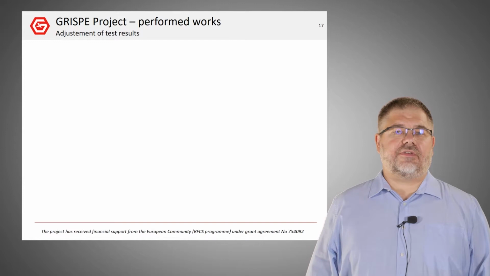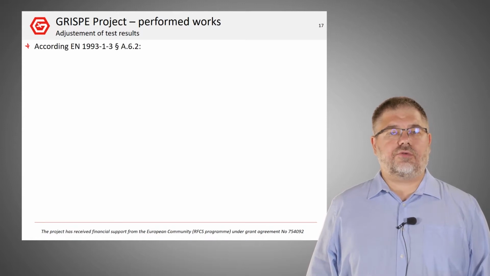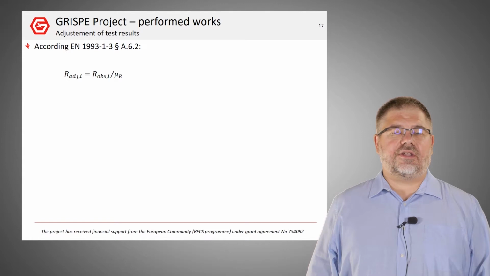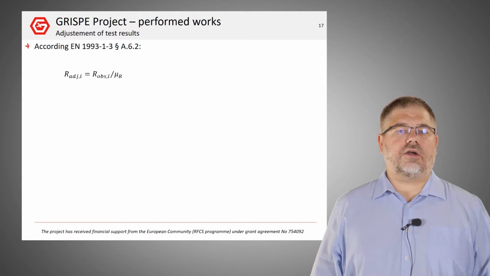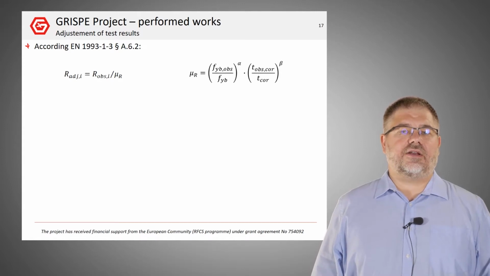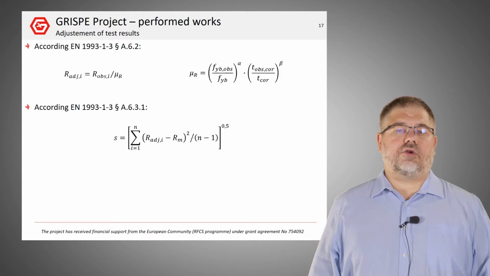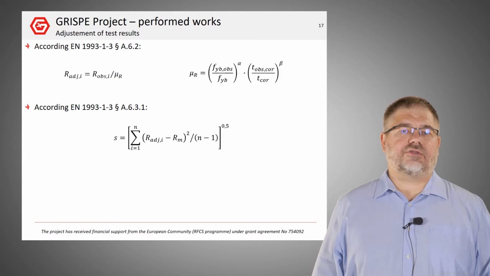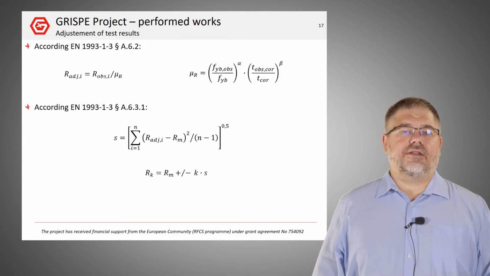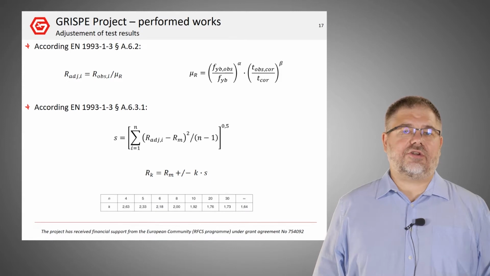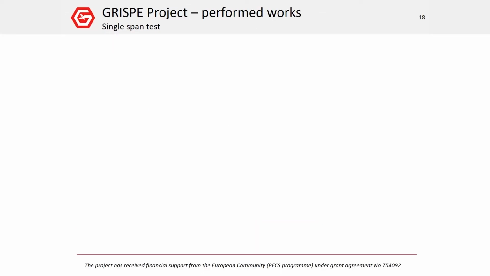Applying the requirements of Annex A of Eurocode 3-1-3, the result of each test, in fact the observed resistance, is affected by a coefficient μr depending on the real thickness and the real yield stress of the steel. A statistical treatment is performed according to the requirements defined in paragraph A.6.3 of Eurocode 3-1-3 in order to determine the characteristic values of each configuration. The first type of test was the single span test.